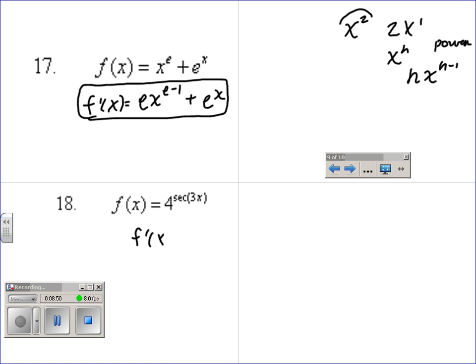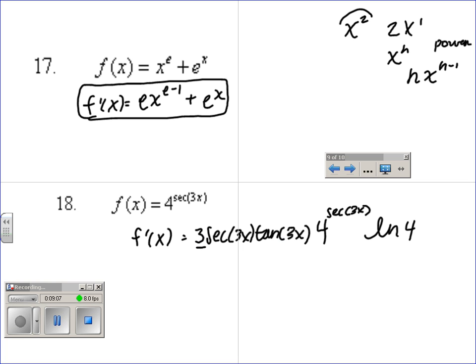F prime of x, okay, derivative of secant of 3x would be secant of 3x, tangent of 3x, times 3. And then it's just 4 secant of 3x times the natural log of 4. This stuff right here is the derivative of the exponent. That's what we always do.